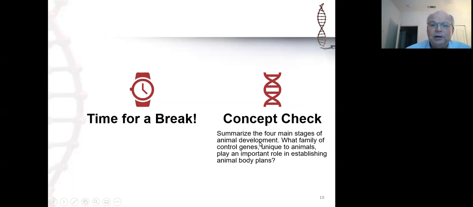So here is the concept check question for this break. Summarize the 4 main stages of animal development. What family of control genes unique to animals play an important role in establishing animal body plans? I'll see you on the other side of the break with the answers.